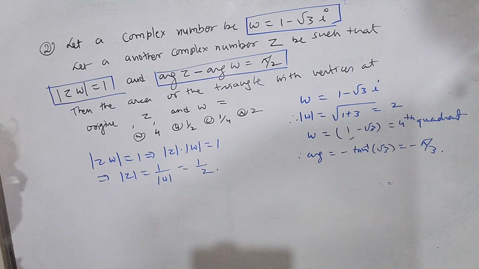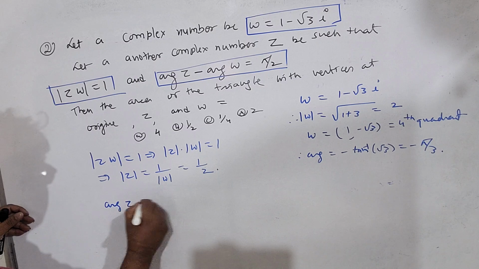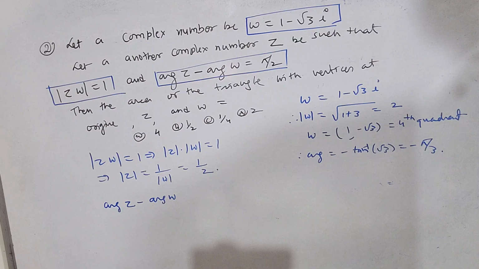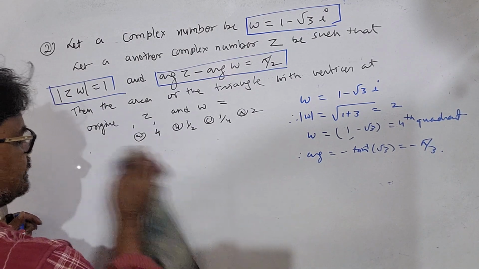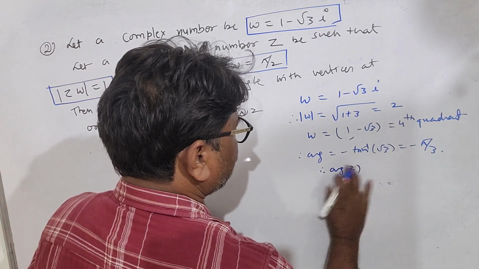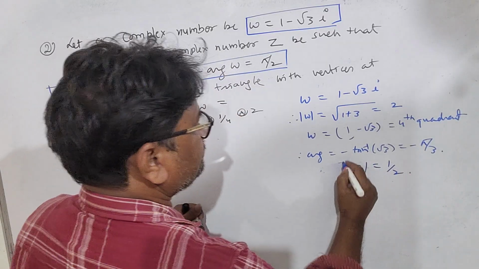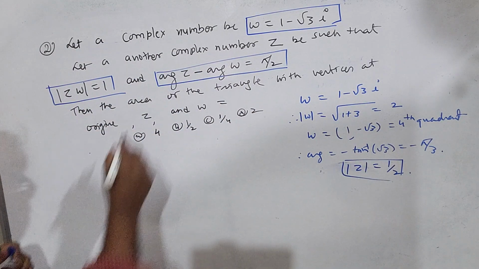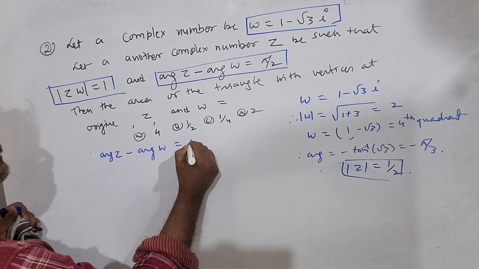This is super important. So I am telling you that, argument of z minus argument of w, just try to understand it in a deeper way. I am removing this, okay, and noting here that modulus of z is 1 by 2, correct? This is required, and modulus of w is 2. Now coming to this one, argument of z minus argument of w is equal to pi by 2.